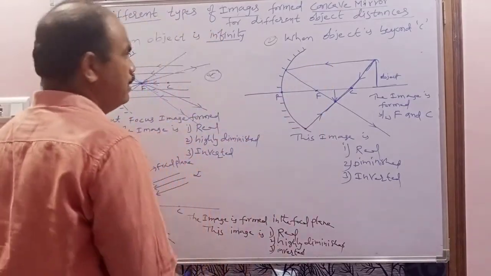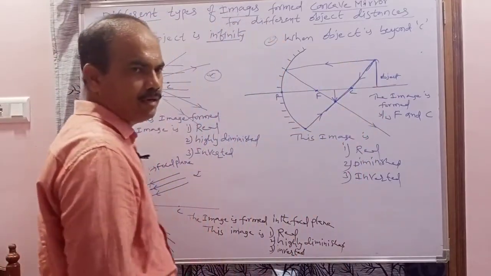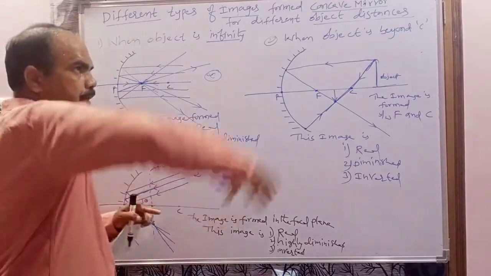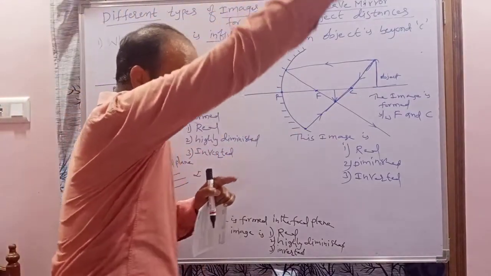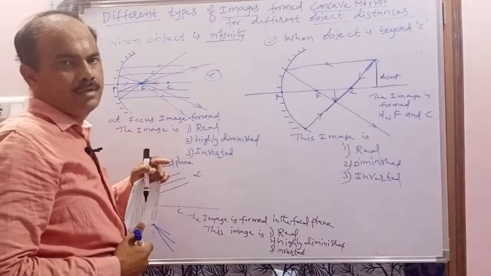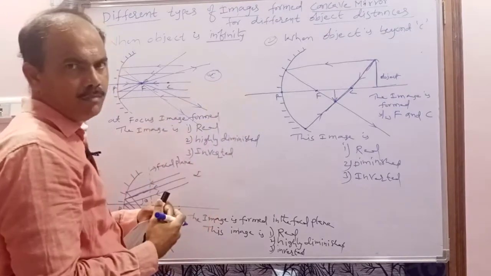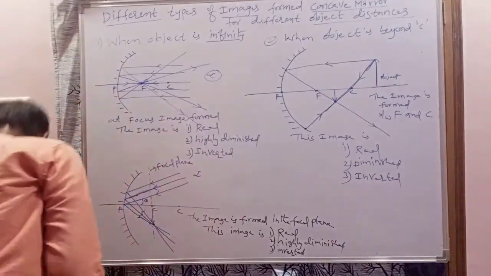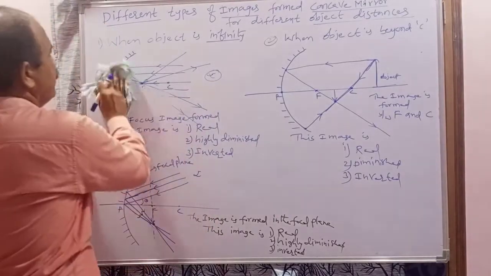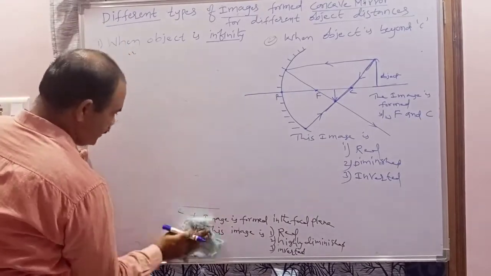And next, when the object is at C. And what are we doing? We are bringing the object from infinity to near the concave mirror, and we are learning which type of image is formed and where the image is formed. Now two cases we have learned. Next we are going to the third one.